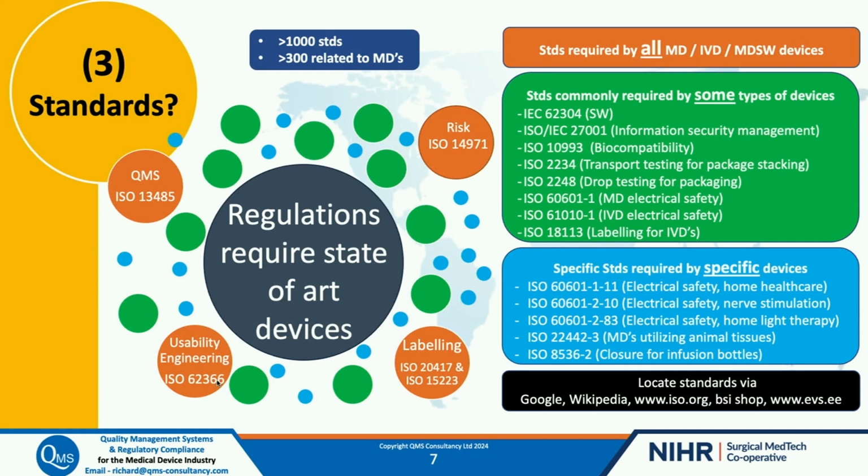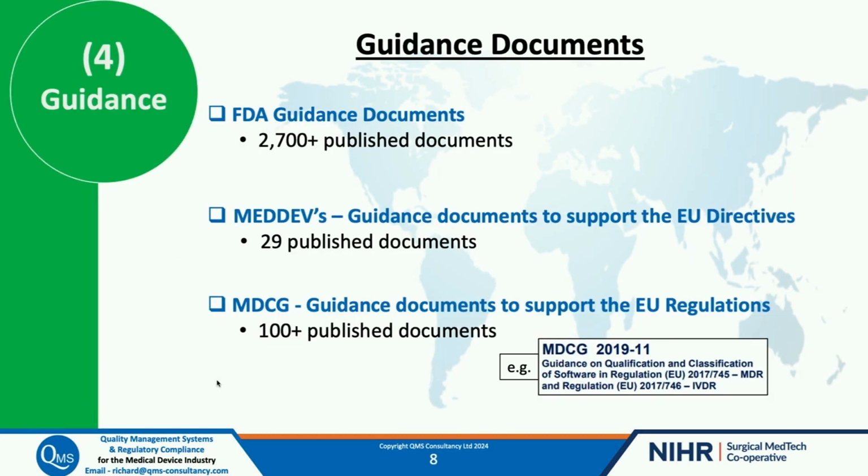So, standards. 60601 is broken down into multiple other standards for home healthcare or radiation or something like that. So have a look at those. The way you work your way through this minefield is I would go to Google, Wikipedia, I would have a look on ISO.org and BSI Shop, and evs.ee is where I'd buy the documents from. They are 20 or 30 pounds on evs.ee, much cheaper than you find elsewhere. It's an Estonian website, and I highly recommend it.